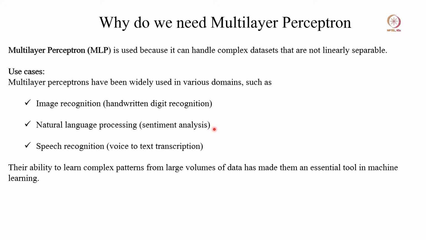And these multi-layer perceptrons have the ability to learn complex patterns from a very large volume of data, which is an essential tool in machine learning. So when the data set is large, which is the case in a lot of our real world problems, we require these multi-layer perceptrons because they can handle large volumes of data. Also, they can handle complex data sets like image, text, speech, etc. And they can solve a lot of complex problems.